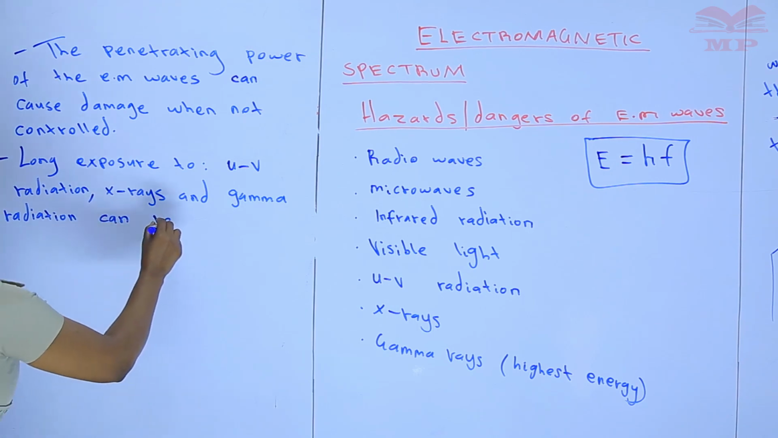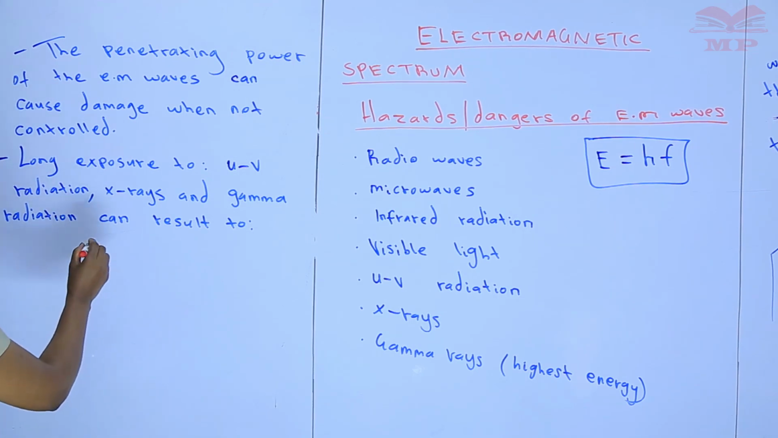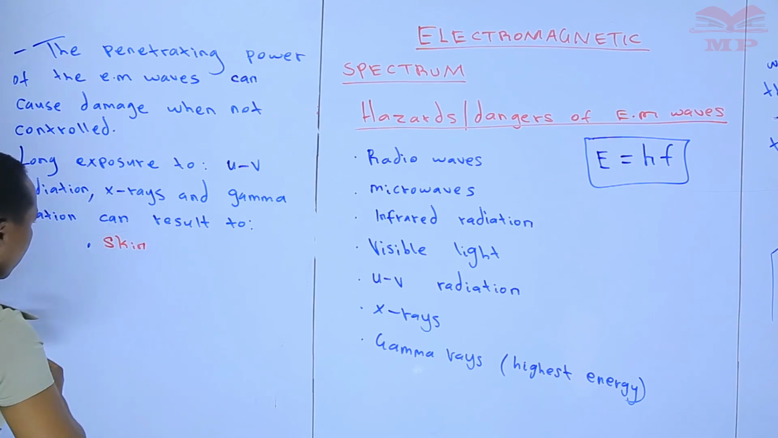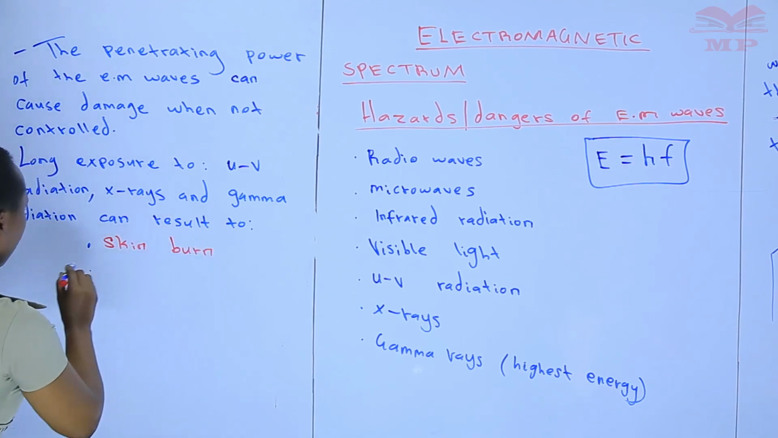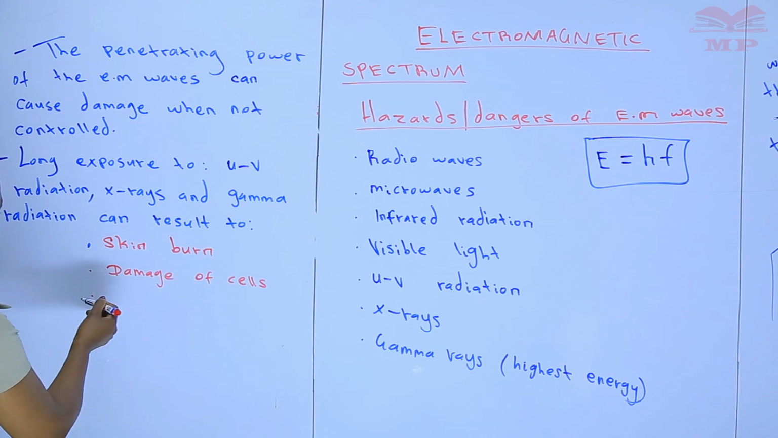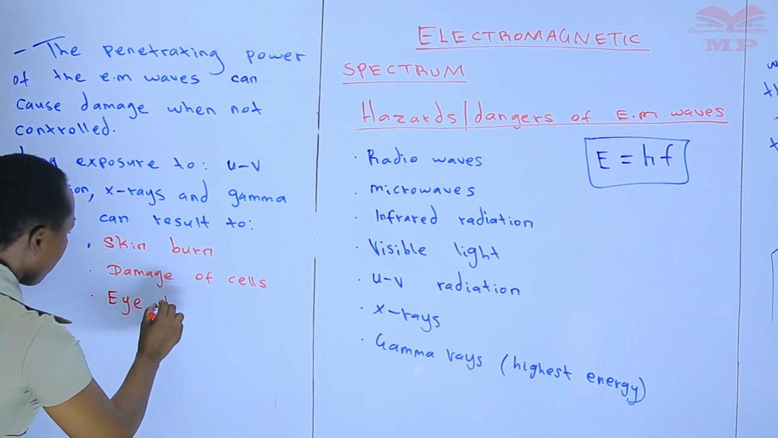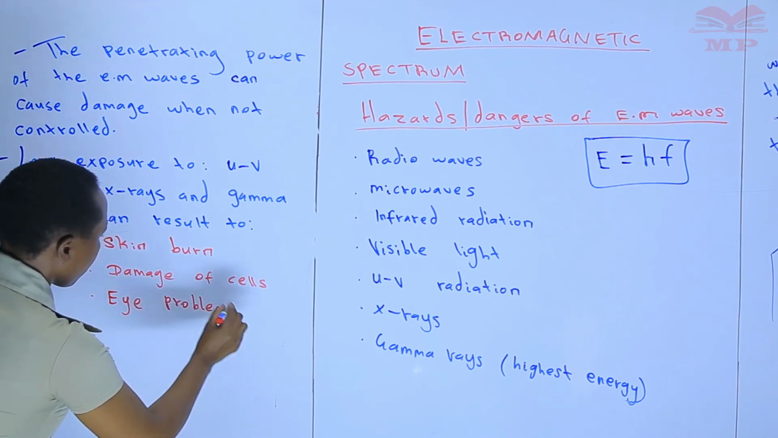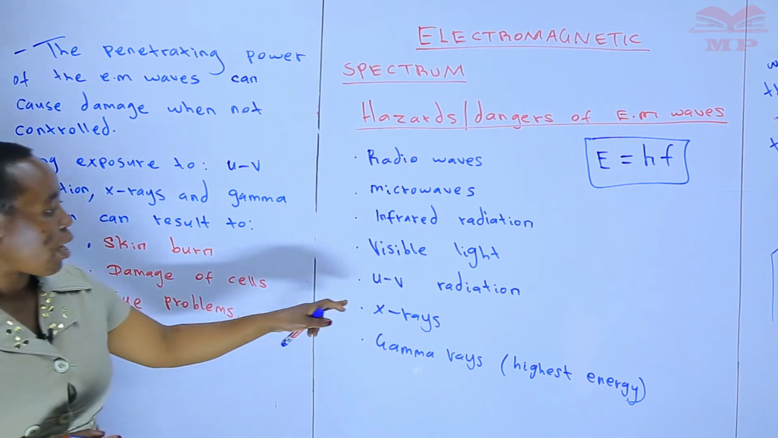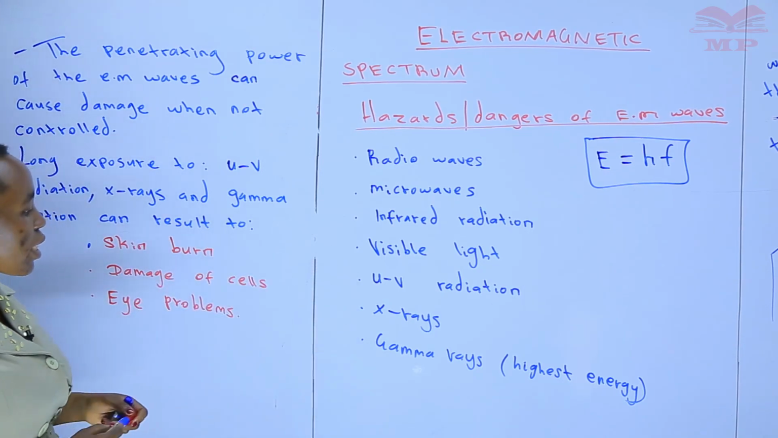can result in, number one, the skin burn. It can also lead to the damage of cells, and it can also lead to defects in the eye, can also cause problems to the eye. So that is on the long exposure to most of them, and especially the ones which have a lot of energy, the UV radiation, the X-rays and the gamma rays.